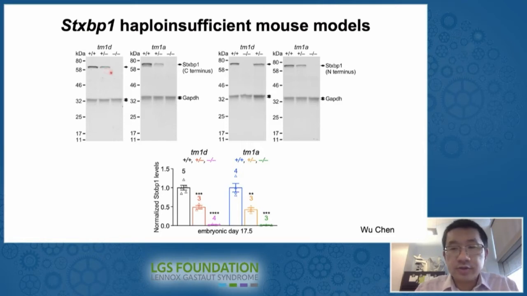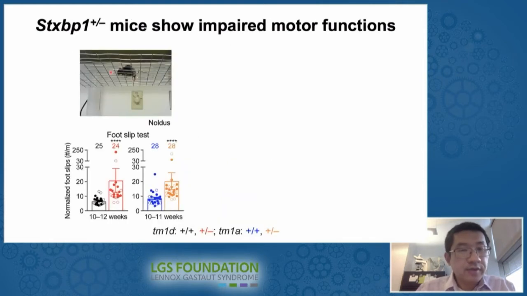So therefore, the heterozygote mutant animal will be the haploinsufficiency model for this disease, which we will be using to characterize those animals in both behavior, neurobehavior assay and EEG assay. Our characterizations are guided by the human phenotype, right? For example, we show that this animal has impaired motor function.